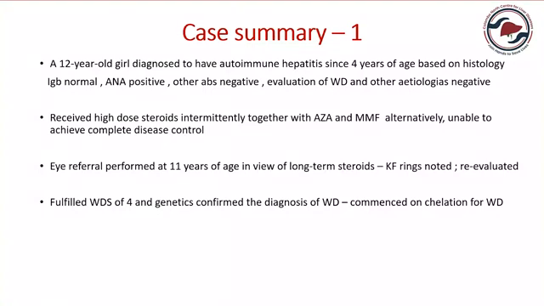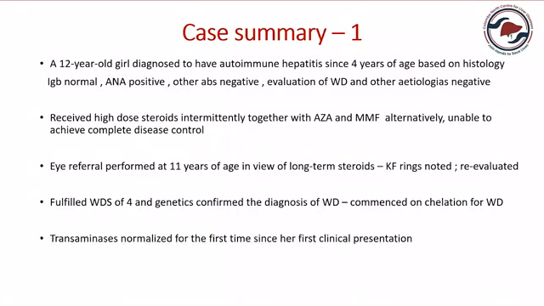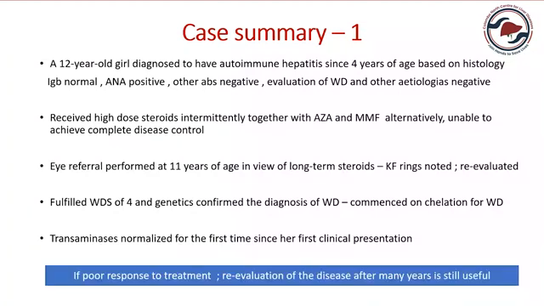Later on, 2 mutations were present, and the child improved with chelation. For the first time, the child's transaminases normalized. So this case history highlights the importance of looking for other etiologies, especially when you do not have full disease control in autoimmune hepatitis.